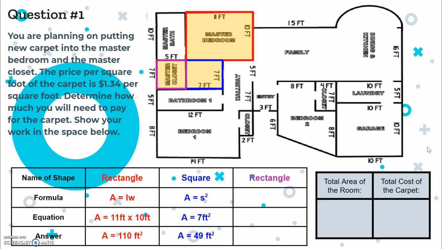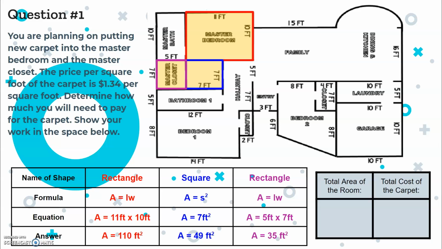Here's my next section, which is my master closet. It's a rectangle. And I put my formula for a rectangle: area equals length times width. I put in my dimensions, or fill in my equation: area equals 5 feet times 7 feet. I can see that from the blueprints above. And 5 times 7 is 35. So my area is 35 feet squared. So this is how we've done this.